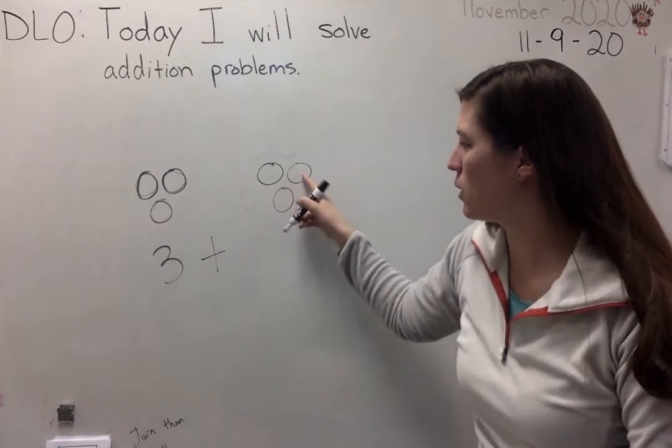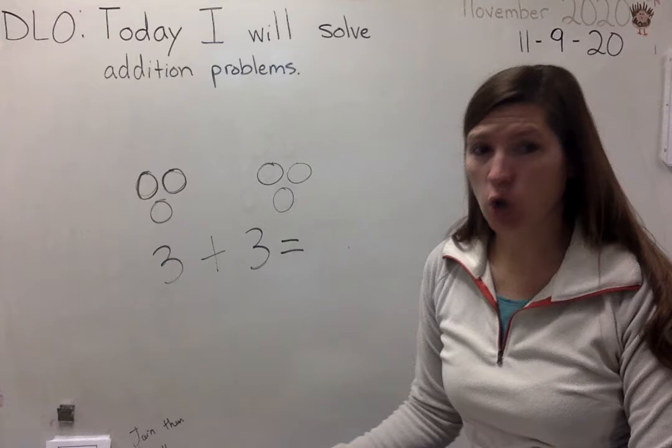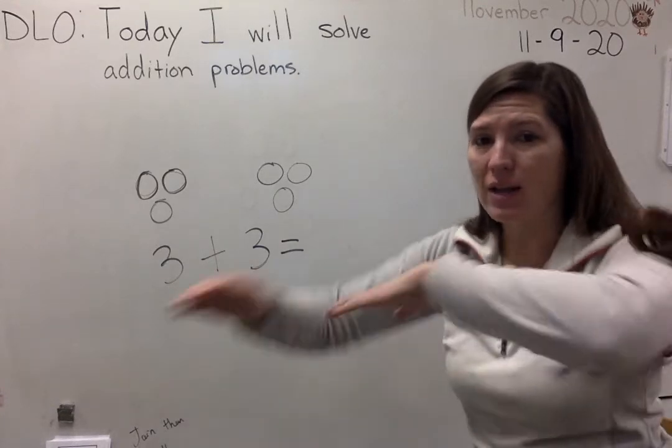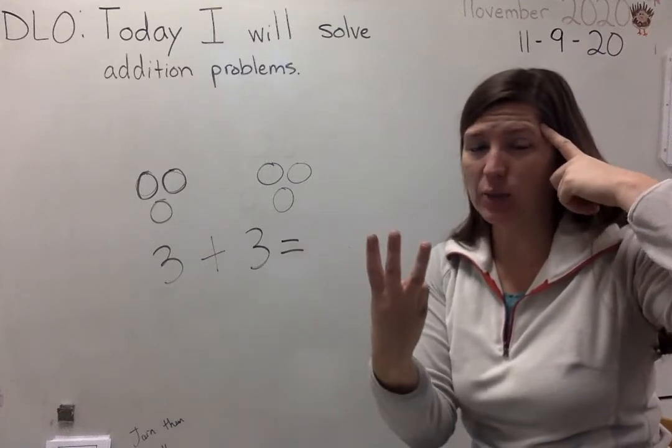Plus, how many more? 3. Equals, what's our total? What's the sum? 3 and 3. 3 and 3 are equal. Equal means the same, so I'm going to put 3 in my head, 3 in my hand, and count up.